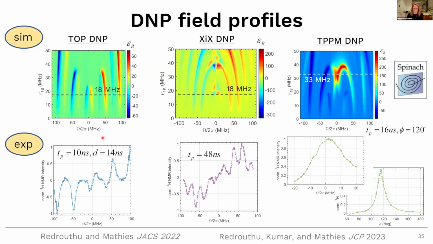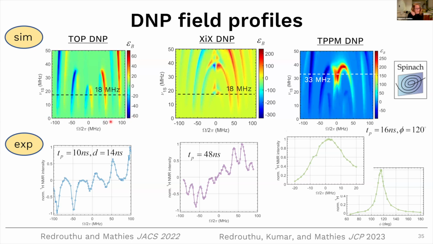Now, typically, before you actually start measuring, it's wise to do some analytical theory and also to do exploratory numerical simulations. The reason is that for all three of these sequences, you have choices to make in terms of pulse length, Rabi frequency, resonance offset, and for TPPM also the phase difference between the pulses. So it's good to do some quick numerical simulations to see where you can expect your enhancement. That's what you see here in the top row, simulations for TOP DNP.